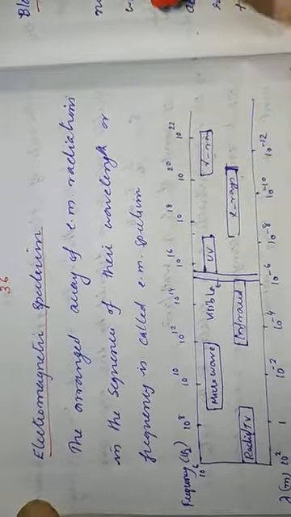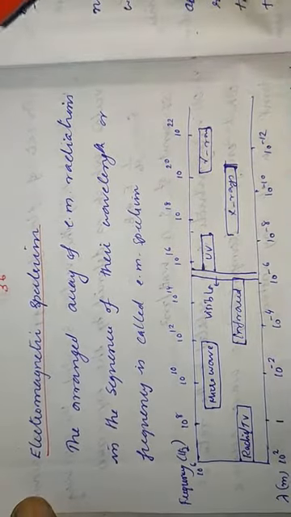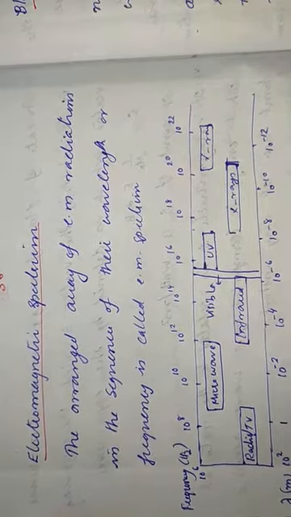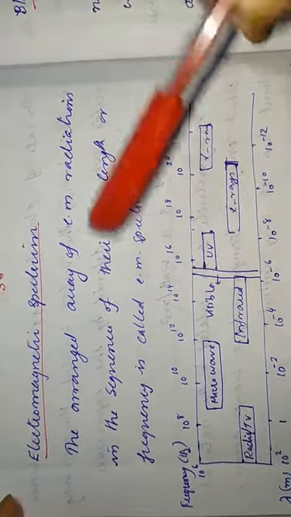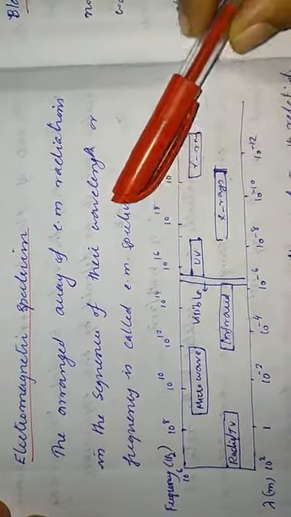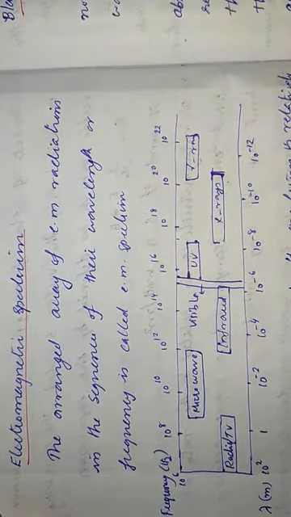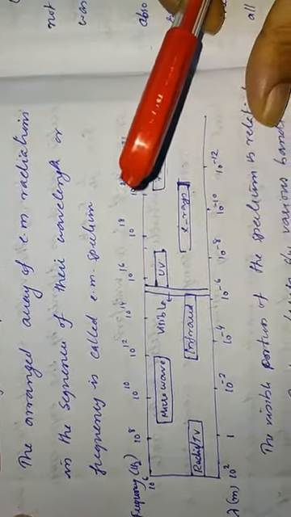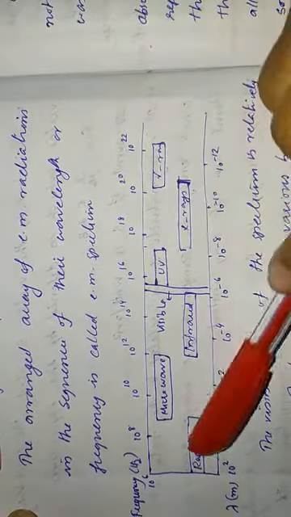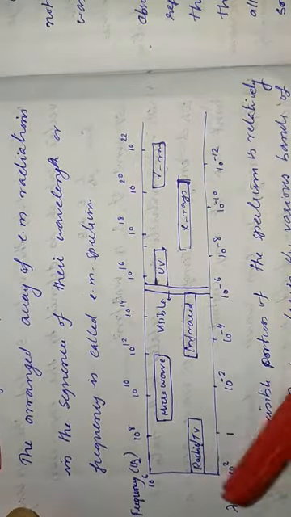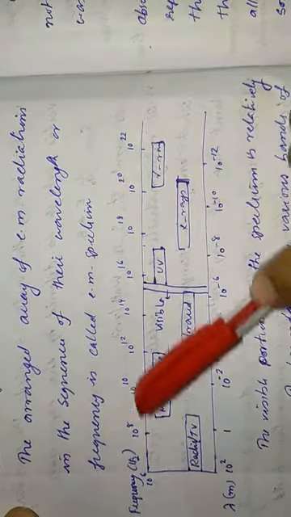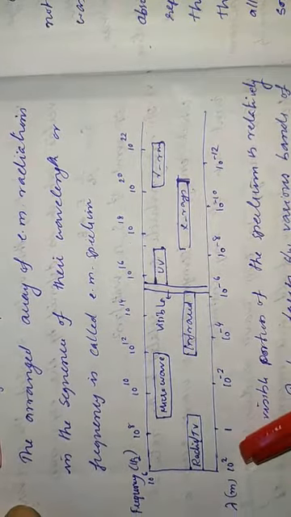Now what is electromagnetic spectrum? You know what is a spectrum? So it's an arrangement or array of electromagnetic radiations in the sequence of their wavelength or frequency. So this is known as electromagnetic spectrum. So the electromagnetic spectrum of sun is given in this figure.